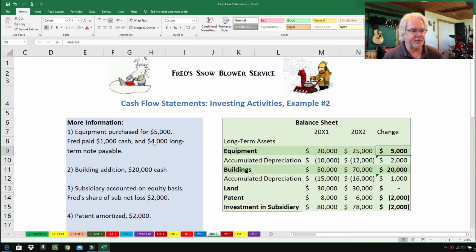Years ago, when I first started doing these cash flow statements, many years ago, we would have to write this into the cash flow statement, but not anymore. And I think that's a good idea because cash flow statements are about cash.